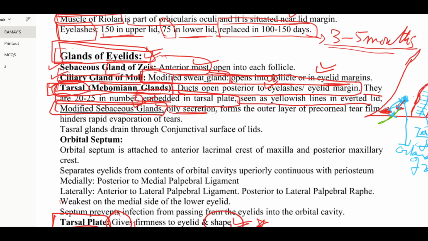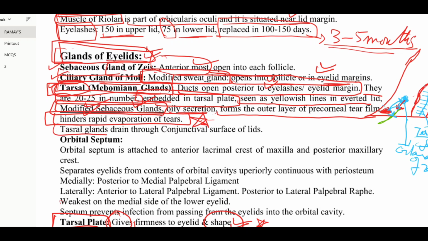They produce an oily secretion that forms the outer layer of the precorneal tear film, so that it hinders the rapid evaporation of the tears. This one is important. They secrete the layer that forms the outer layer of the precorneal tear film and prevents the rapid evaporation of the tears.